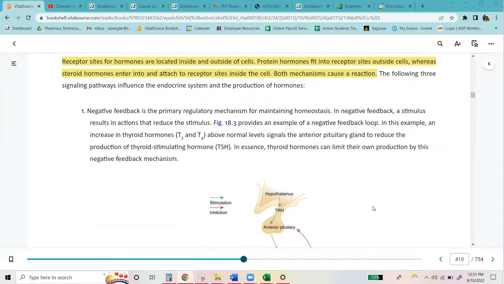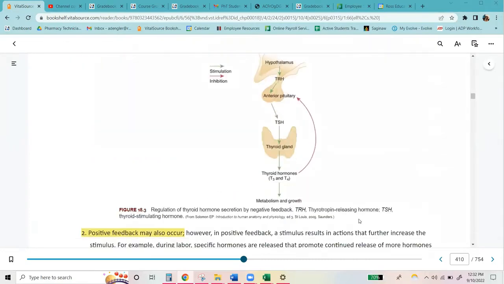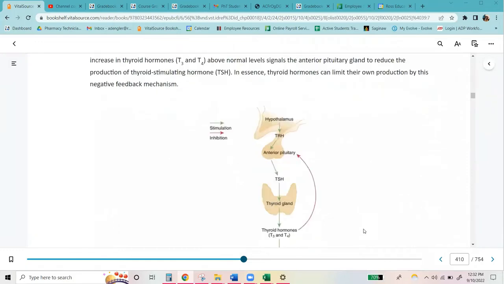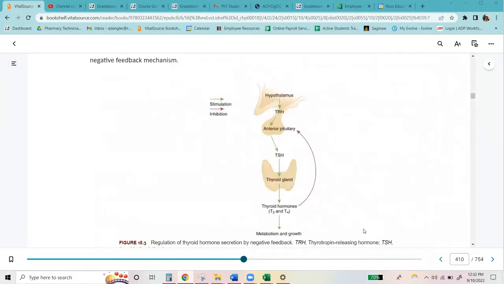The following three signaling pathways influence the endocrine system and the production of hormones. Number one, negative feedback is the primary regulatory mechanism for maintaining homeostasis. In negative feedback, a stimulus results in actions that reduce the stimulus. Here's just a figure providing an example of a negative feedback loop.